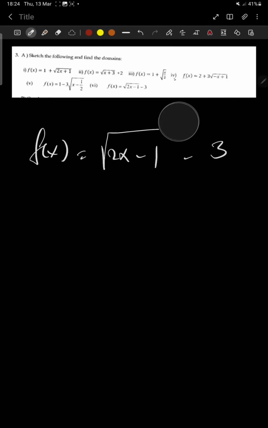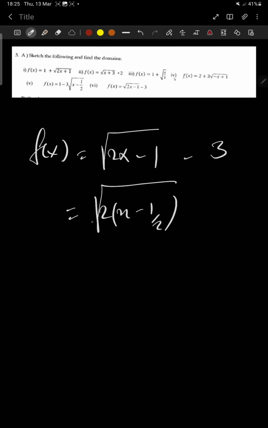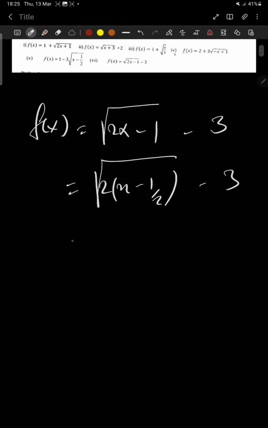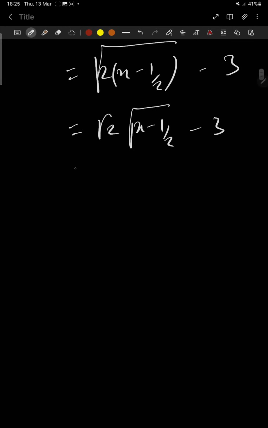So we have f of x is equal to square root of 2x minus 1, minus 3. Firstly, factorize 2 out of the x terms. This will be x minus half, minus 3 there. Then this will be square root of 2 times square root of x minus half, minus 3. So your parent graph will be y is equal to square root of x.